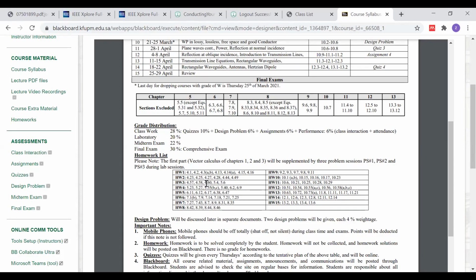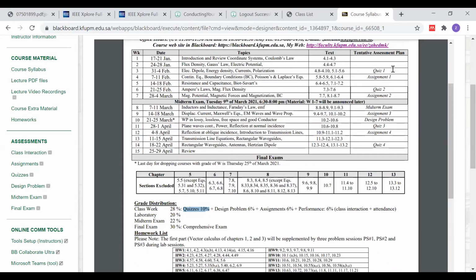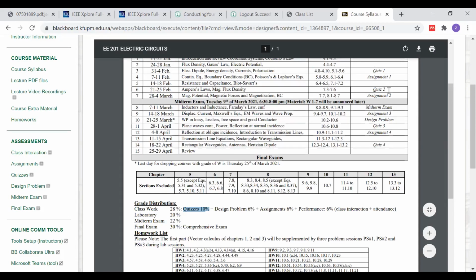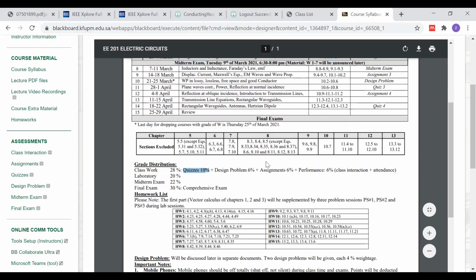The classwork is 28%, where we have 10% quizzes. Quizzes will be mostly virtual online quizzes. I'm going to conduct 4 quizzes, 1, 2, 3, and 4.